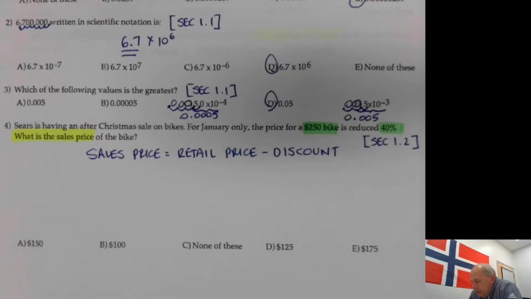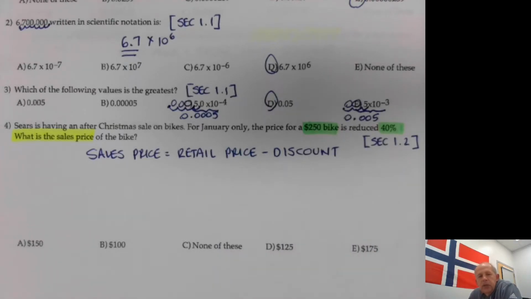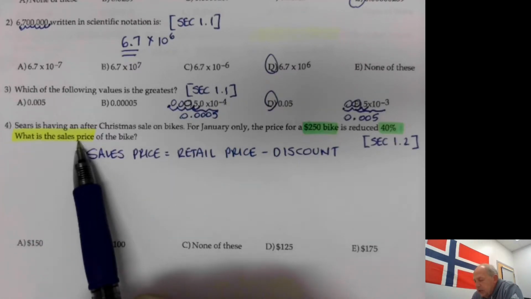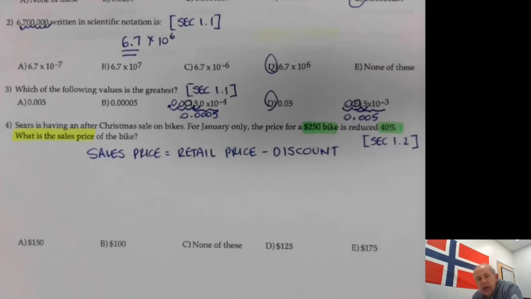Here's an after Christmas sale for bikes. This is out of section 1.2. Notice I've sort of marked up this problem to tell myself what type of problem this is. I'm looking for the sales price of these bikes, so I go right to this formula right here versus my markup formula. The problem will indicate what type of problem it is and what formula you have to use.